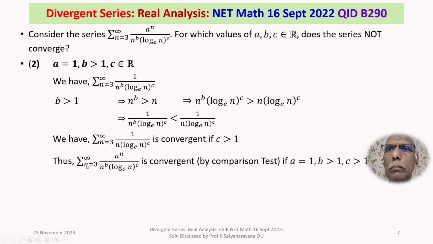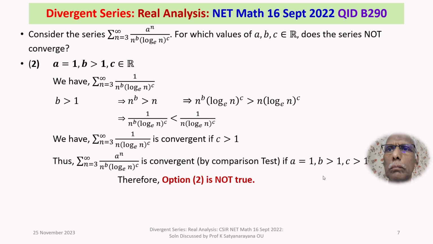This is also convergent. Sigma n = 3 to infinity a^n by n^b (log n)^c is convergent by comparison test if a is equal to 1, b greater than 1, and c greater than 1. So it is convergent for these values. For any c belonging to R, we have not shown it; c greater than 1 is shown. So option 2 is not true. Even for any c belonging to R, it is convergent. Therefore, option 2 is not true.